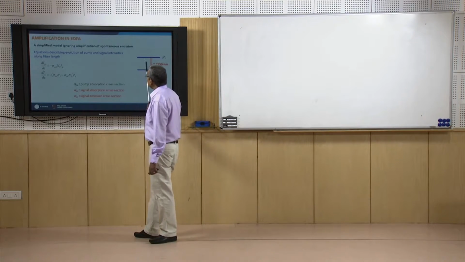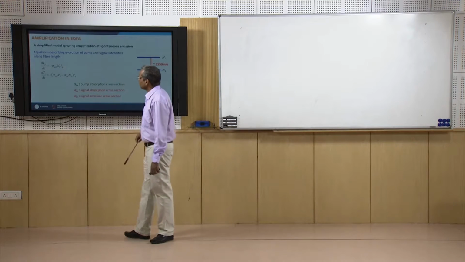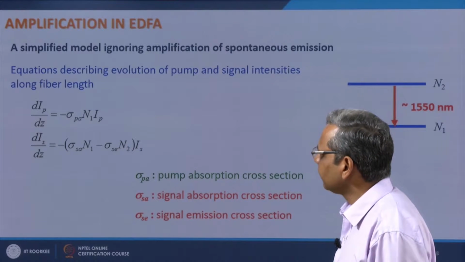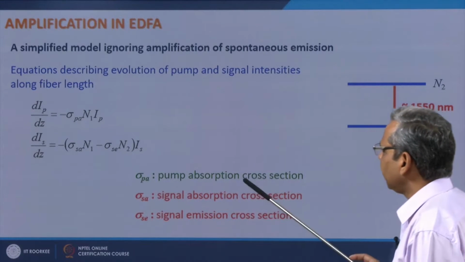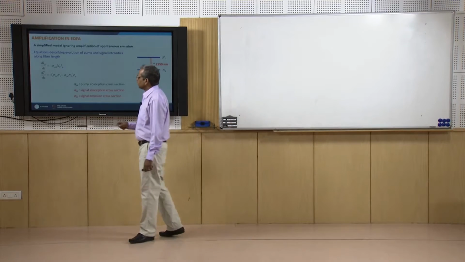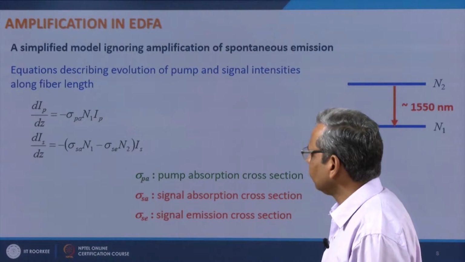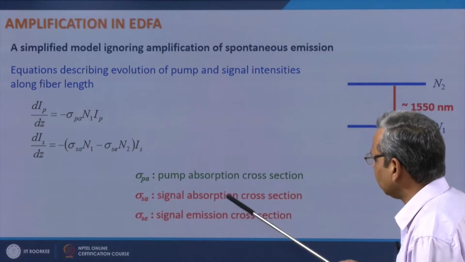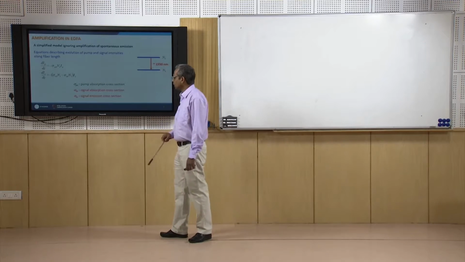So, the pump intensity and the signal intensity would vary according to this, where dIp over dz is minus sigma Pa N1 Ip. Ip is the intensity of the pump, sigma Pa is the pump absorption cross section. dIs over dz is minus sigma Sa N1 minus sigma Se N2 times Is, where sigma Sa is the signal absorption cross section, while sigma Se is the signal emission cross section.